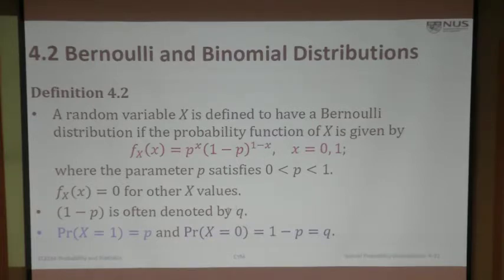So sometimes people write 1 minus p is equal to q. I don't see it as very complicated to write p to the x, 1 minus p to the 1 minus x. It doesn't make a difference. The probability x is equal to 1 is p, and the probability x is equal to 0 is 1 minus p, which is equal to q. I think this is one of the simplest probability distributions you can see, really.